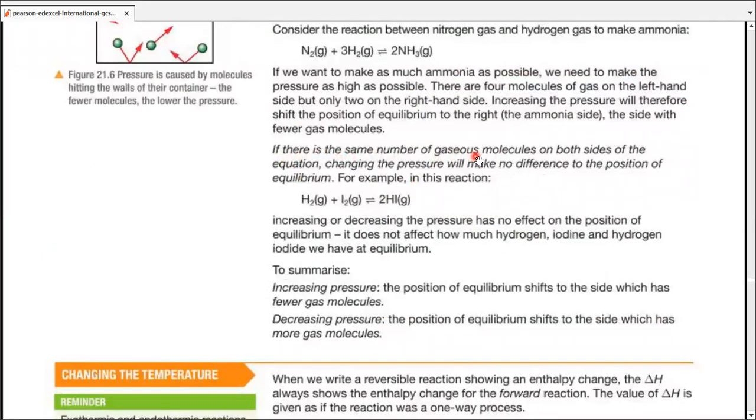What happens if we have the same number of gaseous molecules on both sides? Let's consider this example. 1 molecule of hydrogen reacts with 1 molecule of iodine, which is 1 plus 1 equal to 2, to give us 2 molecules of hydrogen iodide gas, which is 2. So in case of 2 versus 2, increasing or decreasing the pressure would make no effect. Neither will the position of equilibrium shift towards the right, nor towards the left. It does not affect the equilibrium. Make sense?